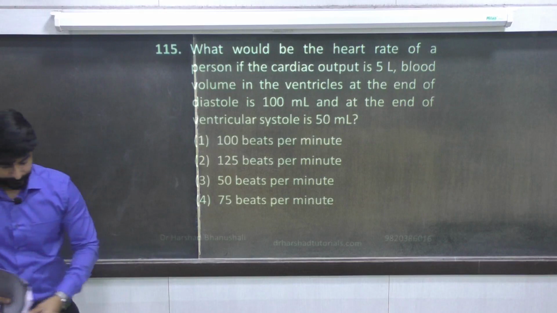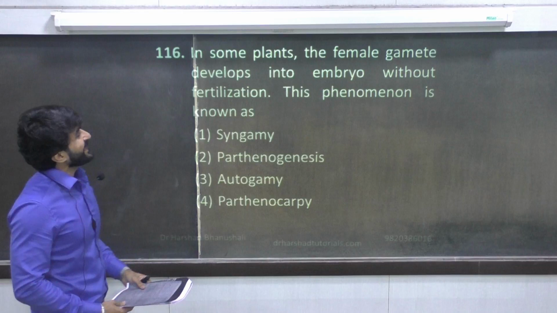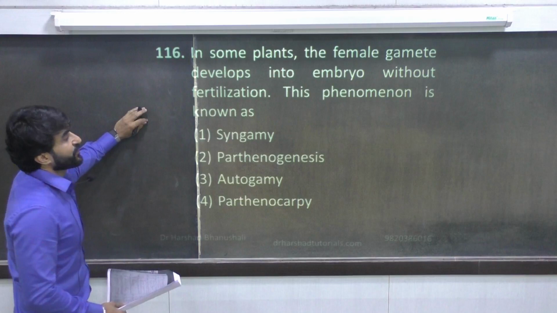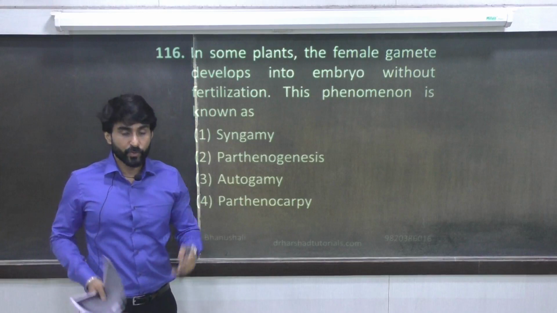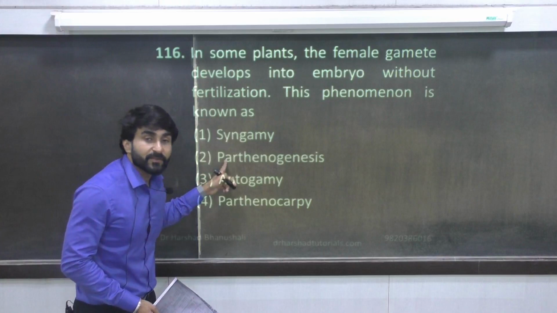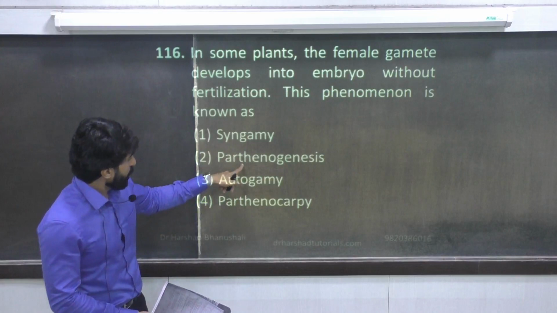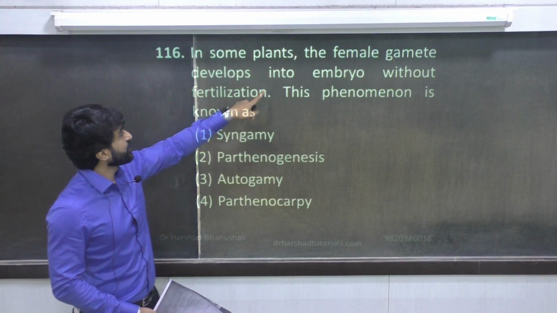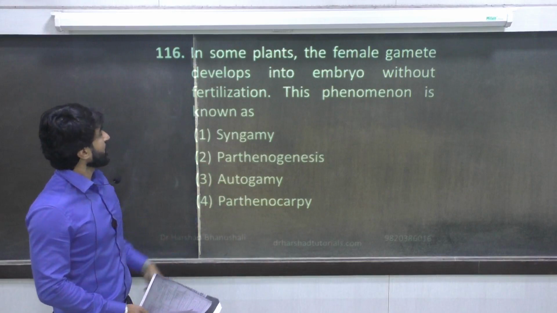We go to our next question, 116. In some plants, the female gamete develops into the embryo without fertilization. This phenomenon is known as, again, a pretty straightforward question. Syngamy, you should know, is the other name for fertilization. Autogamy is a type of pollination. Parthenocarpy is fruit formation without fertilization. Parthenogenesis is our answer. 116, our answer is parthenogenesis, which means virgin birth. They have said embryo formation without fertilization. Our answer would be parthenogenesis. That is statement number 2.